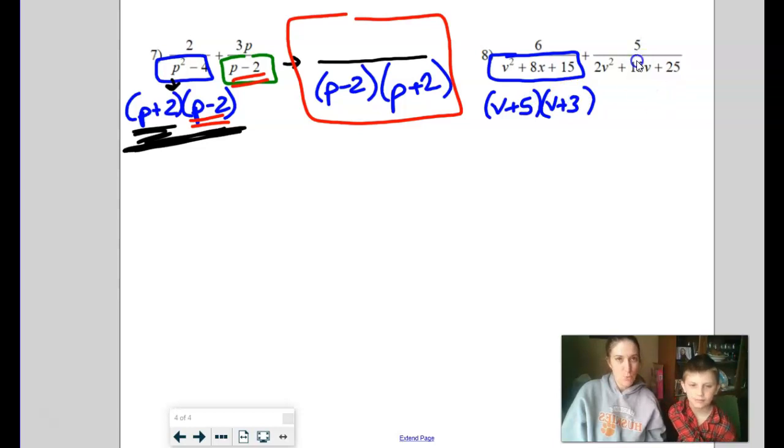Now this problem's way trickier. My kids would tell you that this one's the trickier problem out of the two because this 2 in front really messes up everything. So this one might take you guys a little bit of guessing and checking, but I know the first terms have to multiply to 2v squared, so that's a 2v and a 1v.